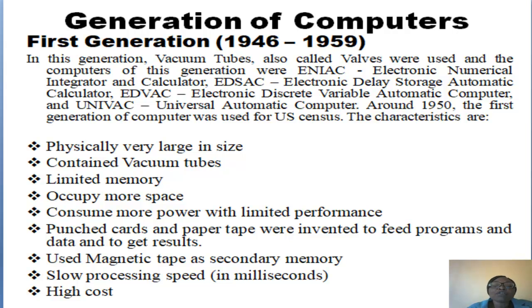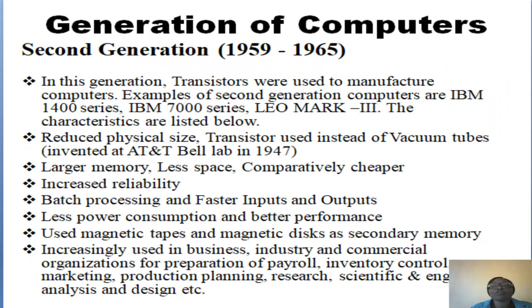They make use of magnetic tape as their secondary memory. They have slow processing speed. Their speed is in milliseconds, and they are very, very expensive. Now let's quickly look at the second generation of computers, which was between 1959 and 1965. In this generation, that is the second generation of computers, they make use of transistors.